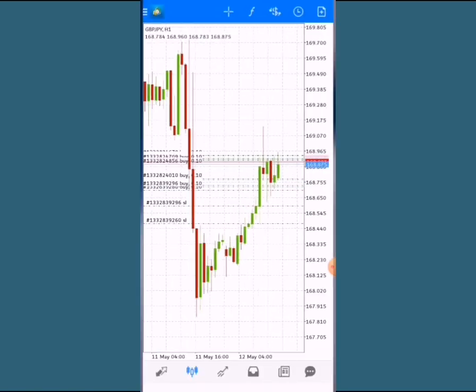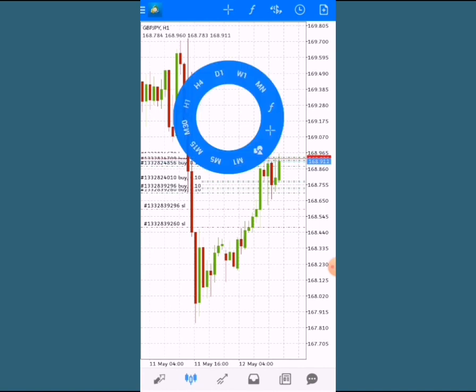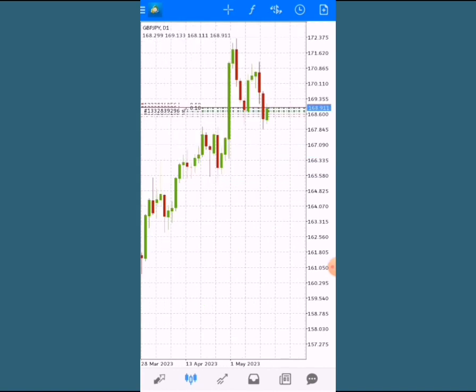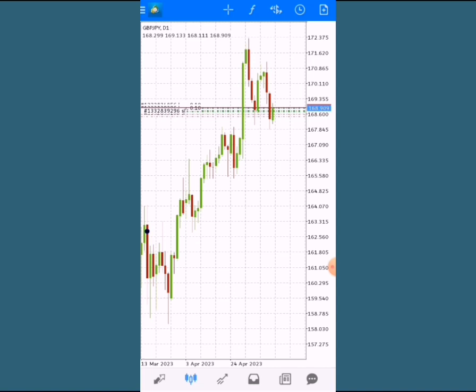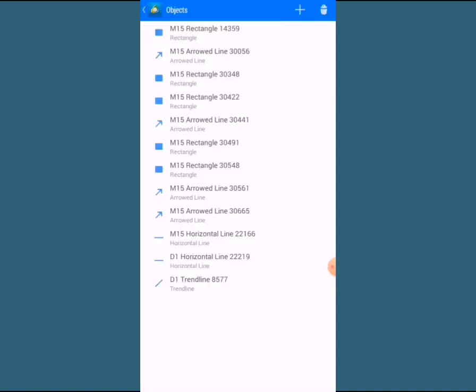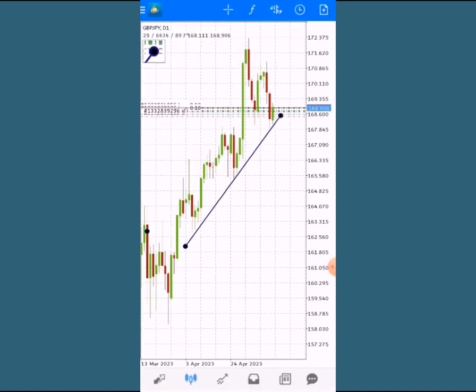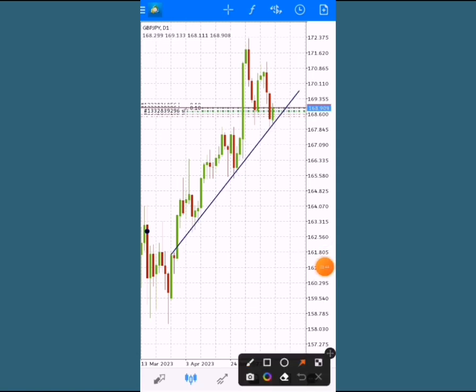Maybe let me just show you right here. This is the hourly time frame. Let's go to the daily time frame. Okay, let's draw our trend line right there. So you could have started looking for buy entries maybe from here and there. You could have started looking for buy entries.